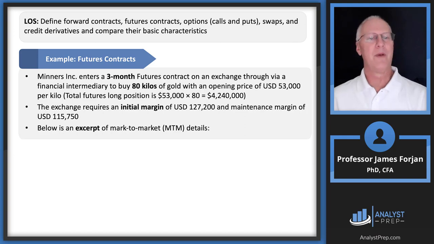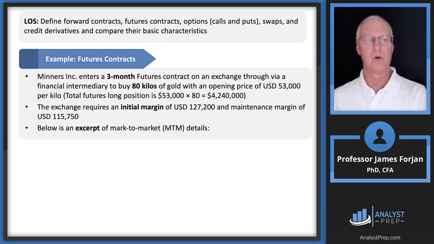All right, so let's go back to our Minners example as we did before, but let's do this with a futures contract. We're going to do the same thing. We want to enter a 3-month futures contract. We want to buy 80 kilos of gold. And there's that opening futures price of $53,000. So that's the same thing. But what we need to worry about now is that since we're doing 80 kilos of gold, we need to take that 80 times 53,000. So our total futures position is $4.24 million.